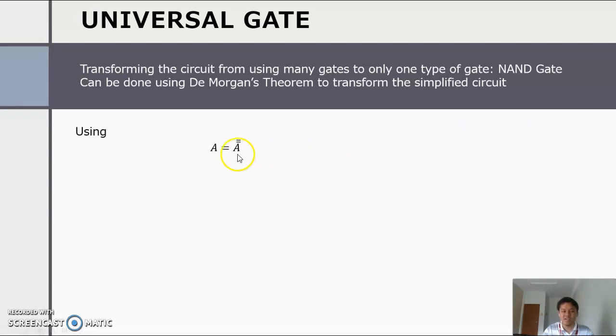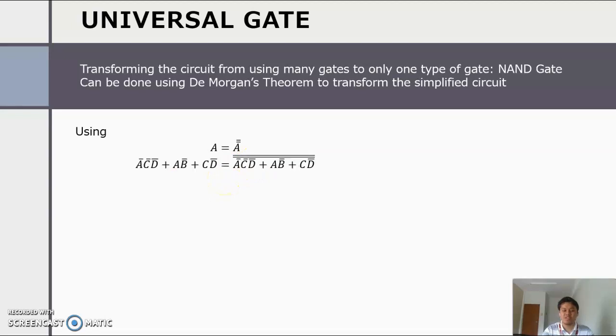By using the logic that A is equal to double not A, this can be proven as follows. Let's say the input of A is 0. The output of not A is 1, and not not A will be 0. So with a double not, it will revert back to the original.